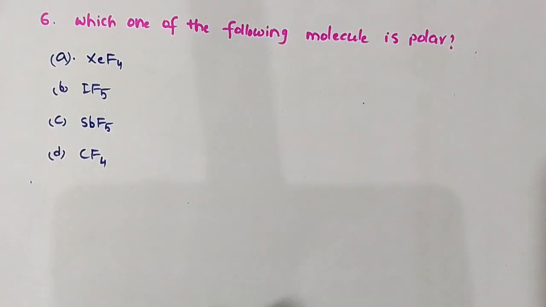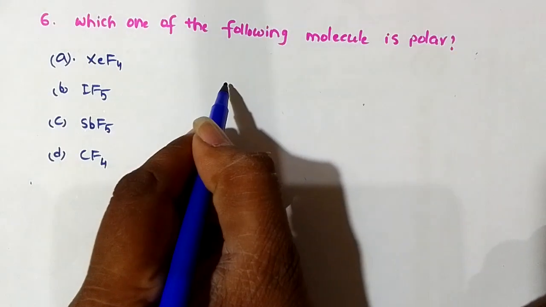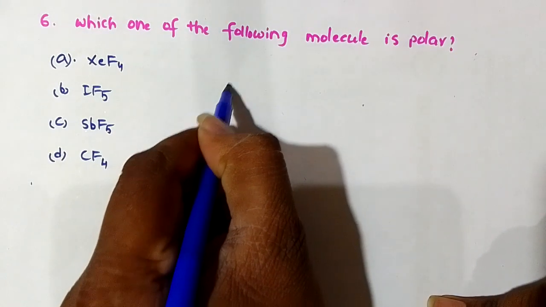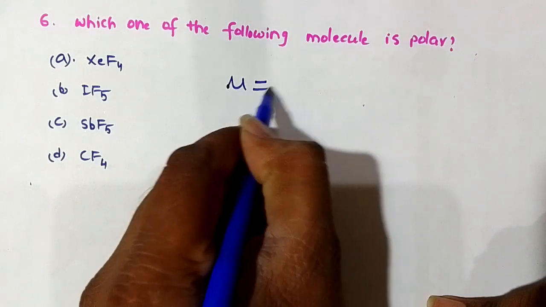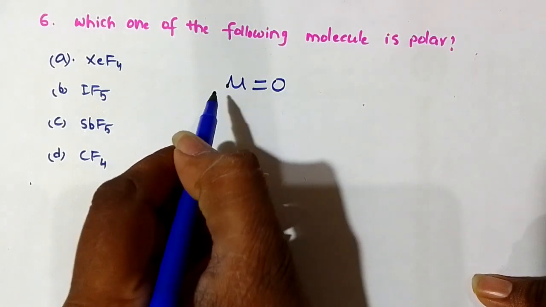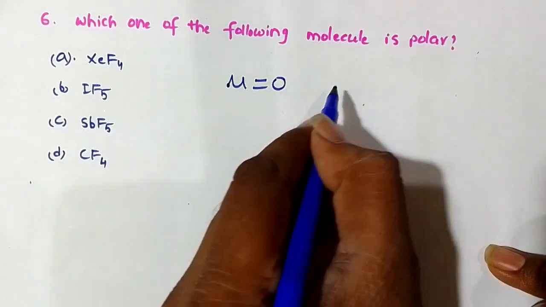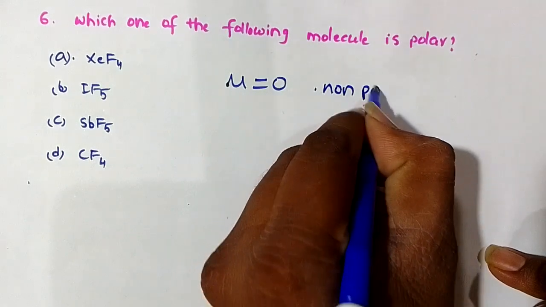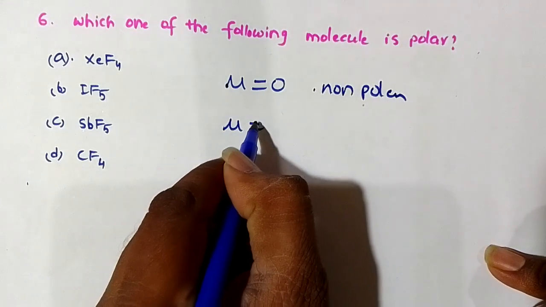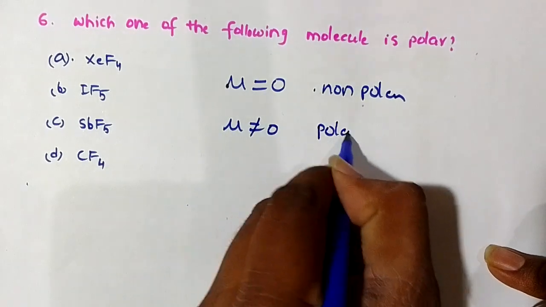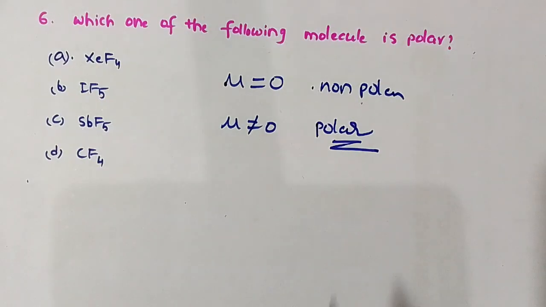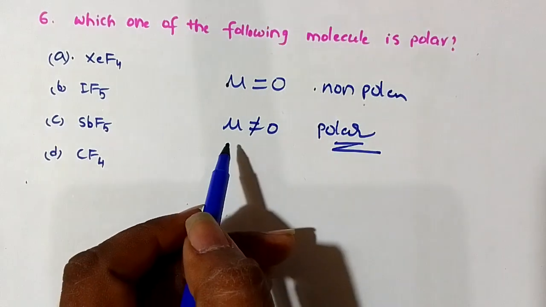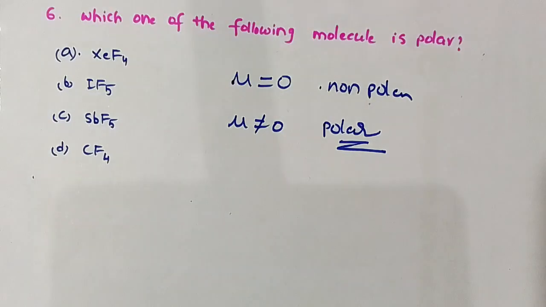Now, which one of the following molecules is polar? Already you know that if the molecule has dipole moment equal to 0, it is non-polar. If the dipole moment is not equal to 0, it is polar. If the dipole moment is 0, it is a non-polar molecule. If the dipole moment is not equal to 0, it is a polar molecule.